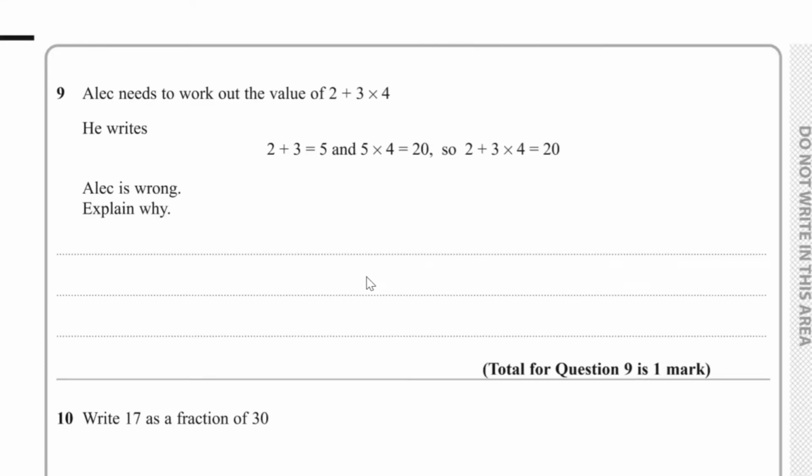Question number 9. Alec needs to work out the value of 2 plus 3 times 4. He writes 2 plus 3, which is 5, and 5 times 4 is 20. And so 2 plus 3 times 4 is 20. Alec is wrong, explain why. Well, what we should be doing is the 3 times the 4 first. So we should have 2 plus 12, which is 14.